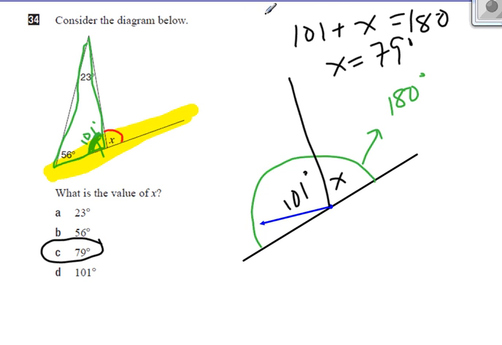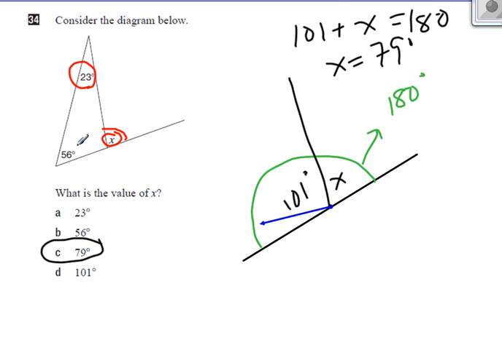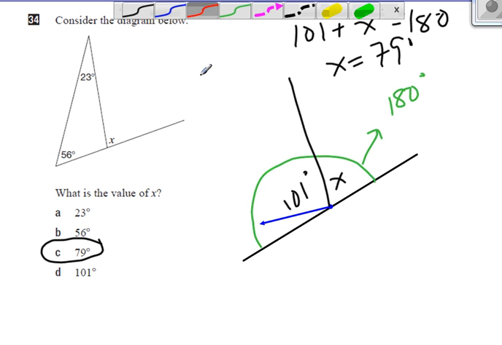Some of you may also know something called the exterior angle theorem, which says that if an angle is exterior to a triangle, so here's the triangle, and x is outside of that triangle, then this angle is equal to the sum of the other two. But I don't like teaching things that you have to memorize. I much prefer that you understand the process of how to find the angle than memorize rules that might get messed up later. So I hope that was clear.